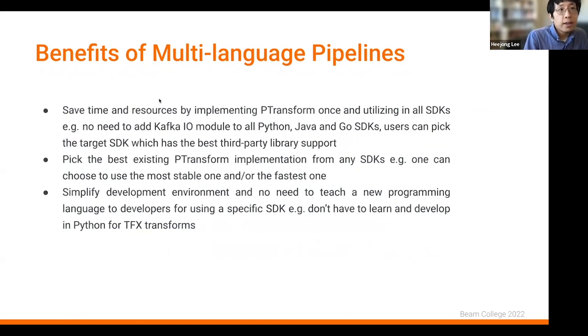So there are some benefits of multi-language pipelines. You can save time and resources by implementing a PTransform once and utilizing it from all other SDKs. If you prefer Java, then you can write your PTransform in Java, register that PTransform to the expansion service, then use it from any other SDK. Another benefit is you can pick the best existing PTransform implementations from any SDK. For example, the Python SDK has text.io, the Java SDK has text.io too, but they might have different capabilities and features. Then you can pick any PTransform you want from any SDK.